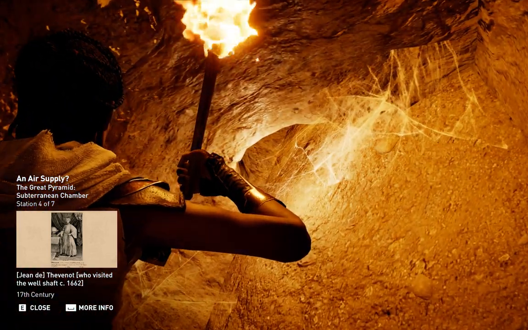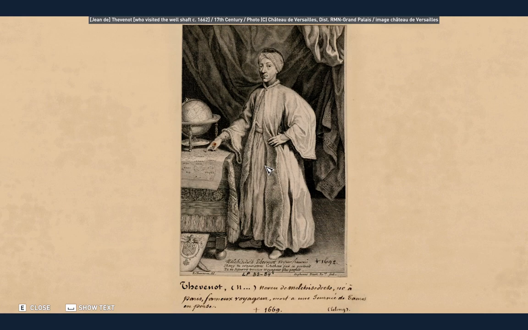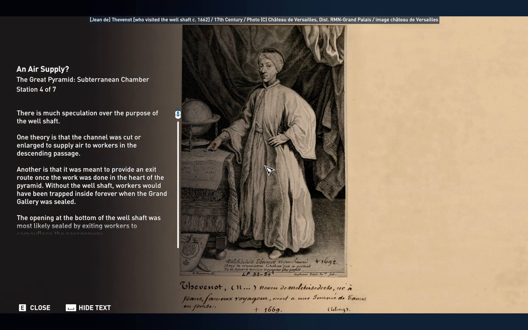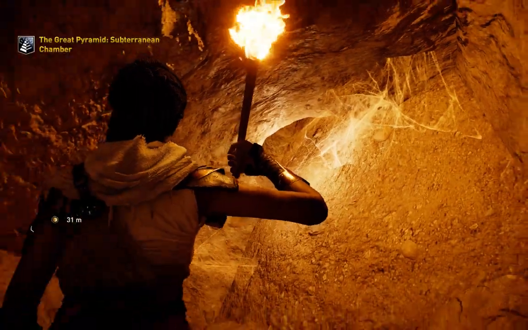There is much speculation over the purpose of the well shaft. One theory is that the channel was cut or enlarged to supply air to workers in the descending passage. Another is that it was meant to provide an exit route once the work was done in the heart of the pyramid. Without the well shaft, workers would have been trapped inside forever when the grand gallery was sealed. The opening at the bottom of the well shaft was most likely sealed by exiting workers to camouflage the passageway.